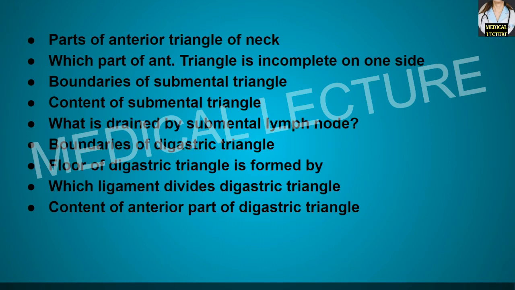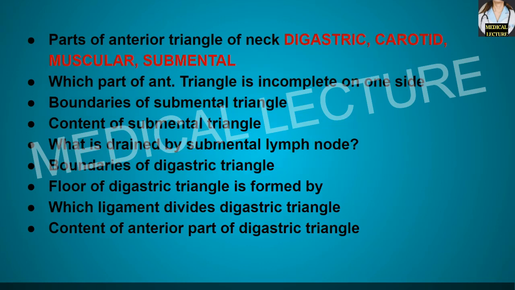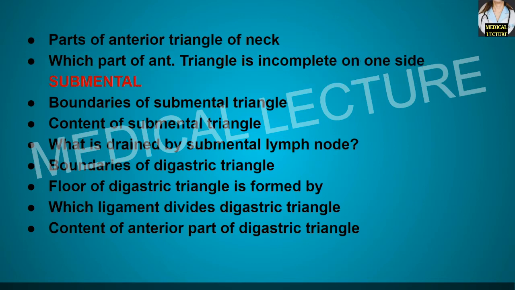Parts of anterior triangle of neck. These are, remember, 4. That is the digastric triangle, carotid triangle, muscular and the submental triangle. Now, which part of the anterior triangle is incomplete on one side? It is the submental triangle. Rest all the triangles are complete in one side, while the submental triangle is incomplete on one side.